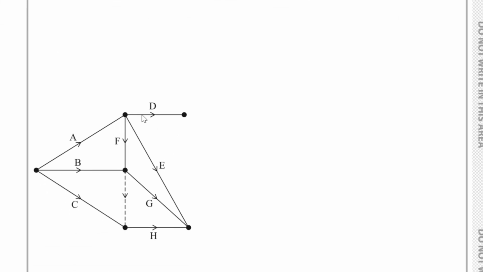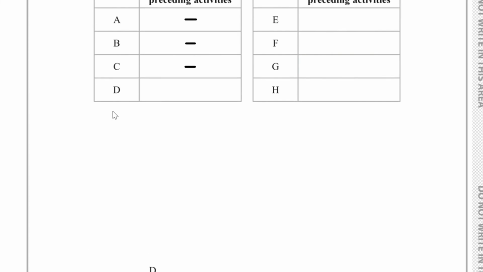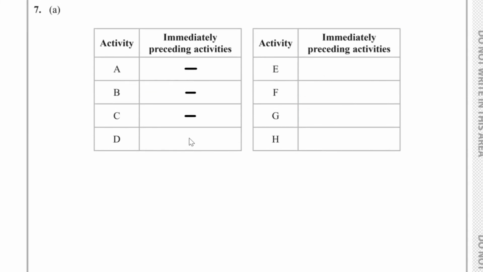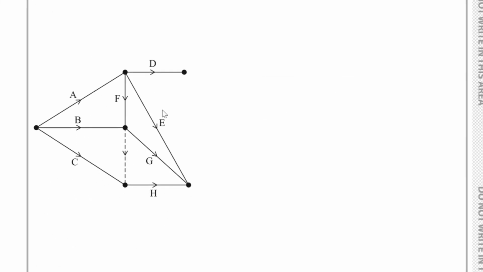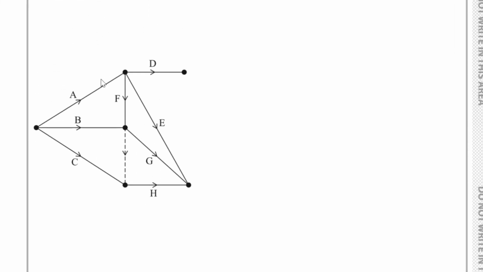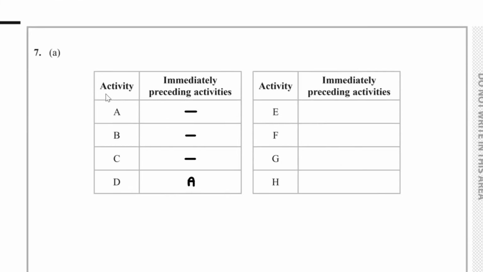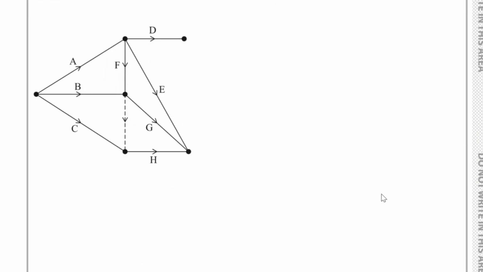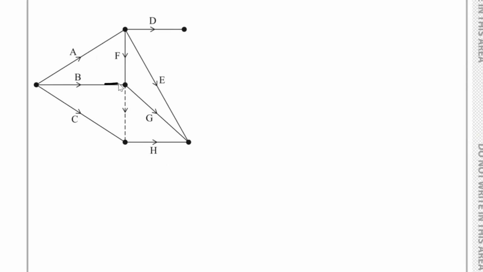Now, if I take a look at activity D, that depends on A completing only. So, A would go here. Now, if I take a look at E, E depends on A completing only, and it's the same thing for F, that depends on A completing only. So we have A over here and A over here. Now, if I take a look at G, what goes into here is the B and the F.